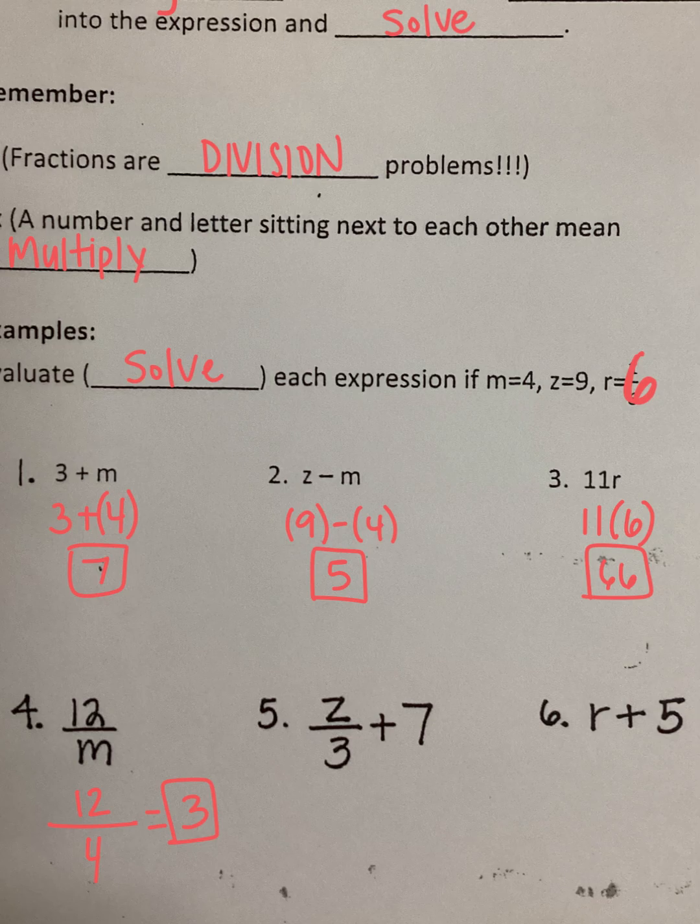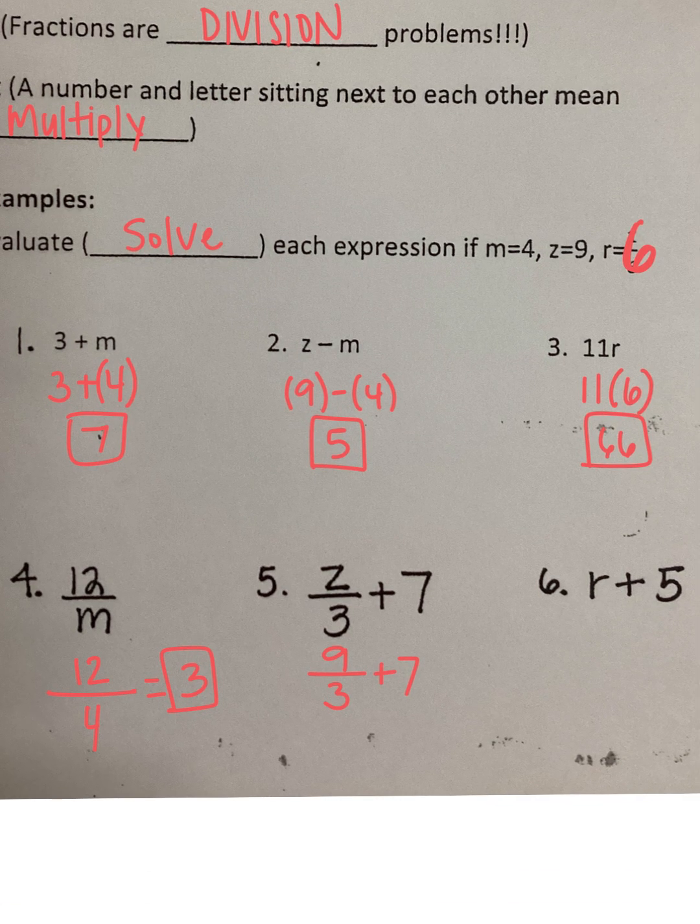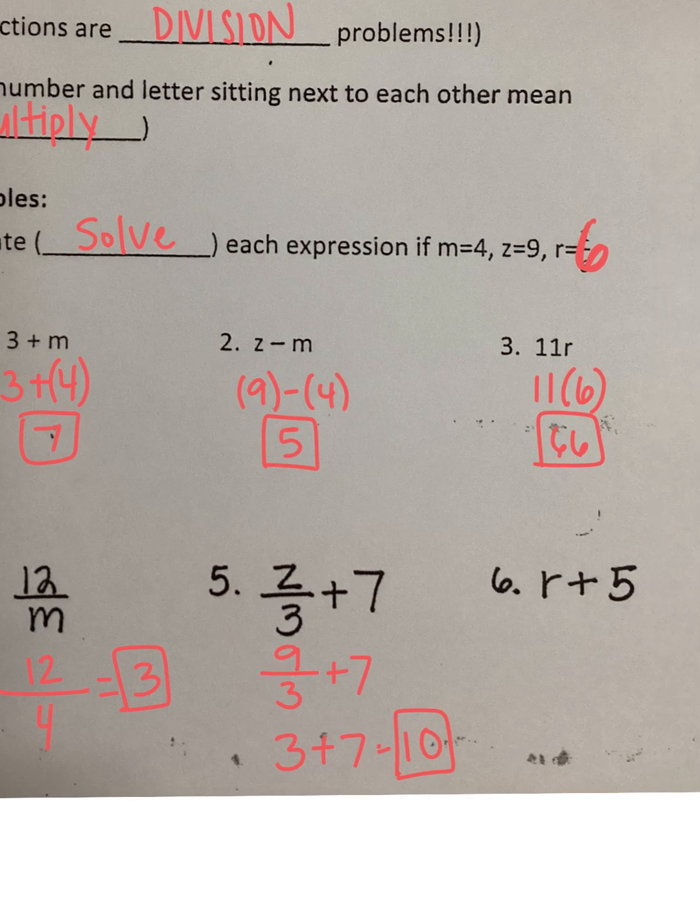Okay, this one is multi-step. So z is 9, so I've got to rewrite everything here. What do you think I'll do first? Simplify it. Do 9 divided by 3, which is what? 3. And then add 7, which is 10. And then last but not least, r is 6 plus 5, which is 11. This is easy.